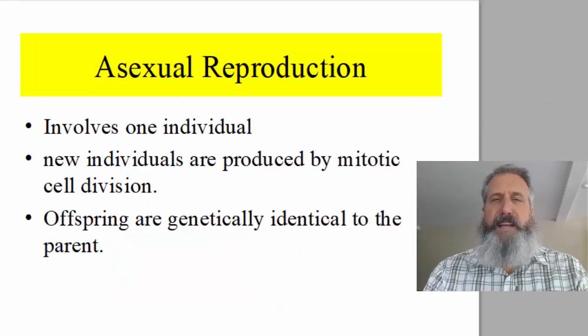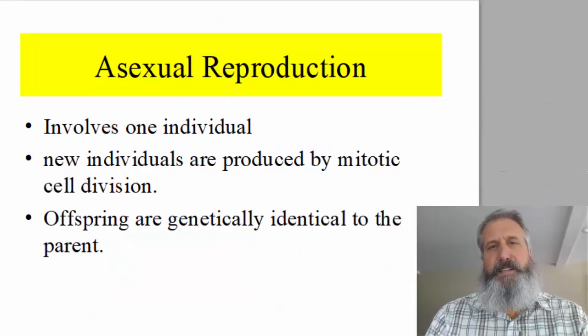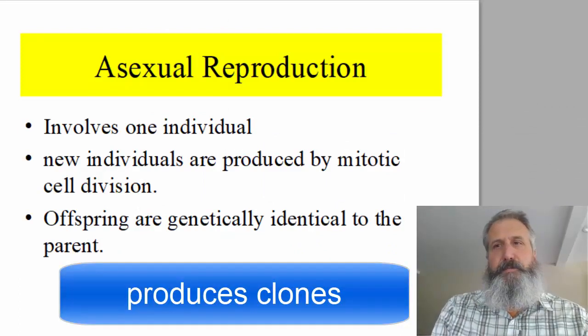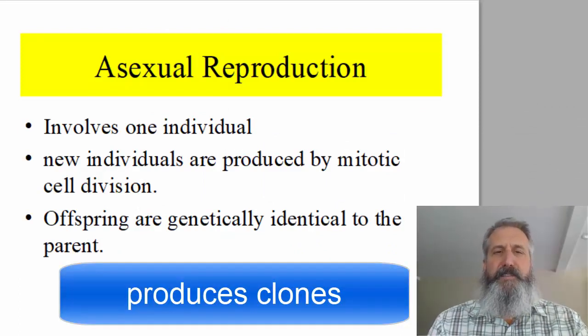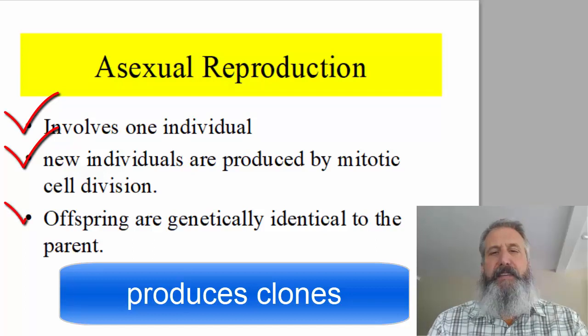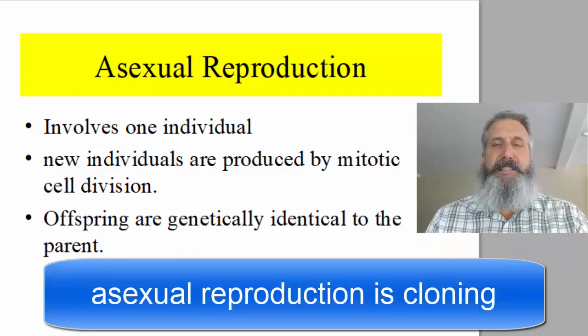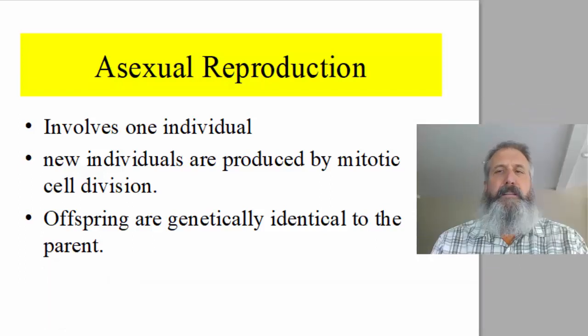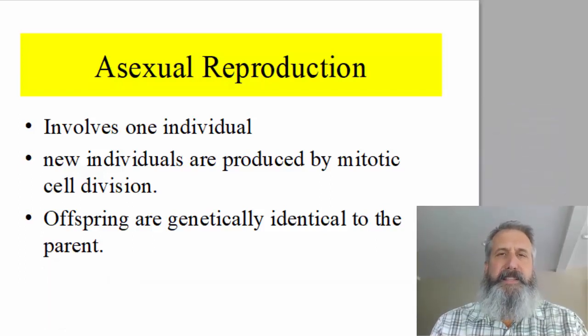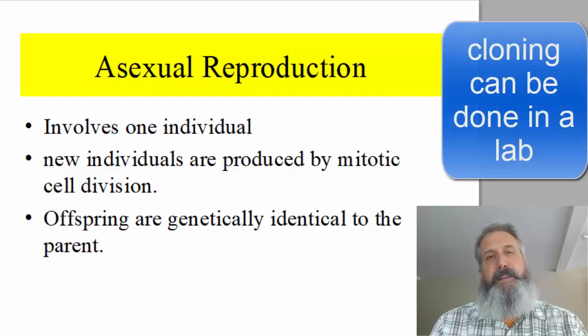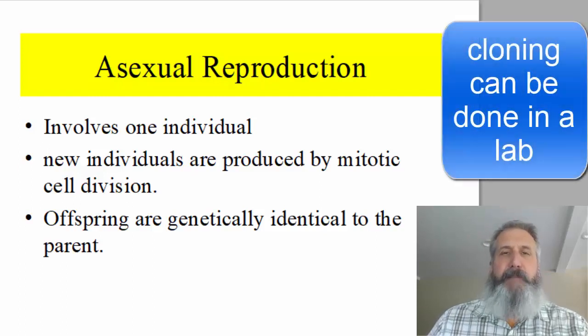The process of asexual reproduction also produces clones. To quickly review asexual reproduction, it involves one individual. The new individuals are produced through mitosis, and the offspring are genetically identical to the one parent. Species that reproduce using asexual reproduction have the ability to clone themselves. Cloning occurs naturally in many species, but it also can be done artificially in a laboratory.